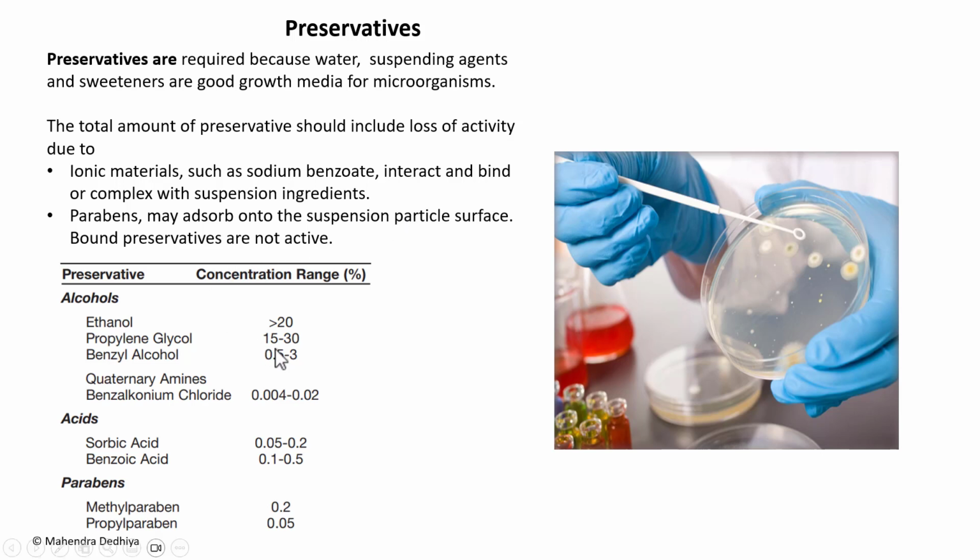The preservatives and their concentration range are shown here. Ethanol and propylene glycol need to be carefully used because they may act as a solubilizer in suspension formulation. Benzyl alcohol, quaternary ammonium compounds, benzalkonium chloride, sorbic acid, benzoic acid, and methyl and propylparabens are commonly used preservatives in suspension formulations.